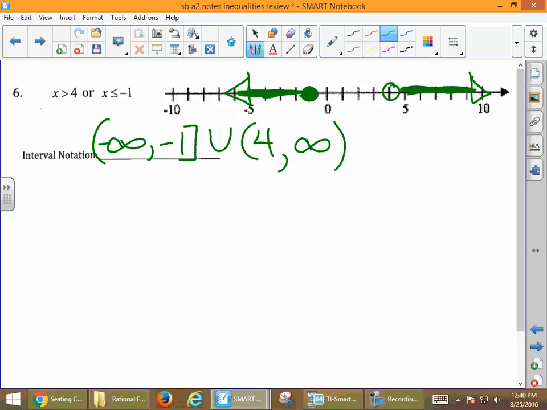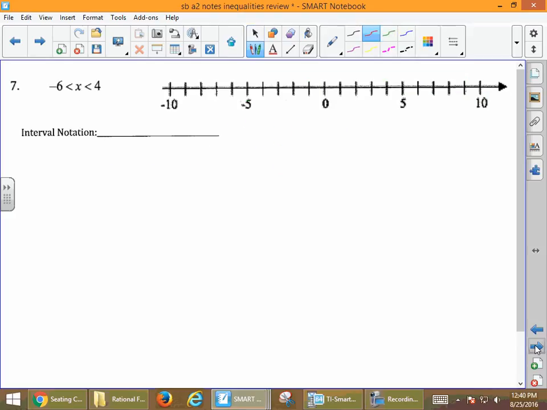So I'm going to skip 7 and 8 now. I'm running out of time. And I want to go down and look at the last two. And maybe we can come back.